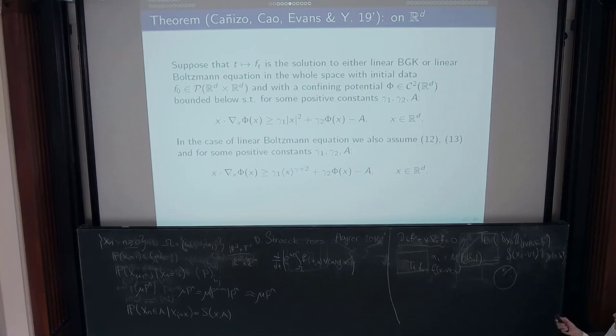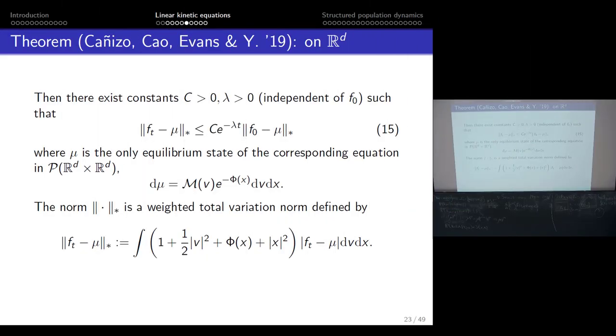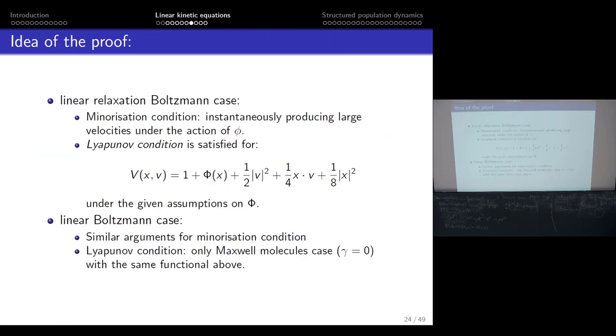Now we are going to go to R^d. And in R^d, of course, we have the confining potential. We assume that the confining potential grows quadratically at infinity, and for the linear Boltzmann equation, we will also assume that the hard kernel B is bounded, a couple of extra assumptions coming for the bound for the confining potential. Then we again will have the exponential convergence result to the unique equilibrium, which is Maxwellian, in the weighted total variation distance, weighted by this kind of thing. For the idea of proof in these cases, of course, we will need to use Harris's theorem.